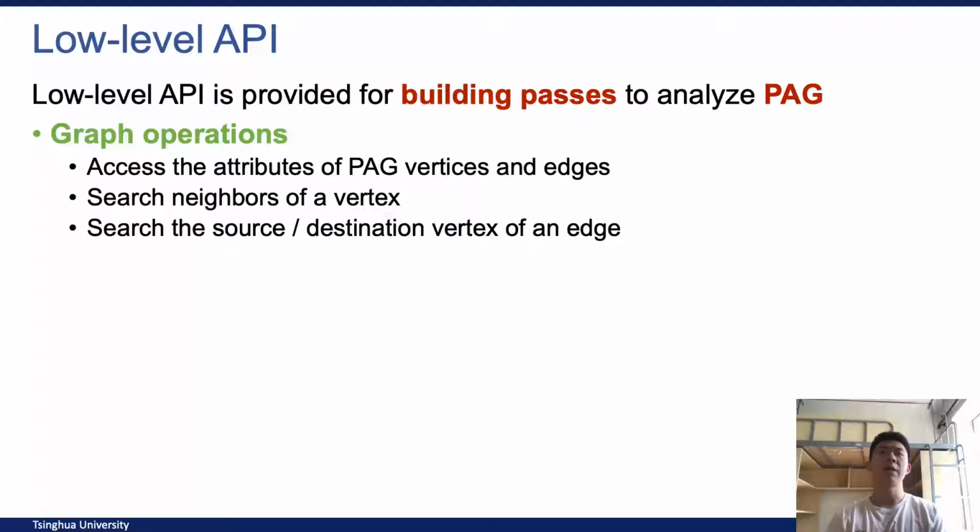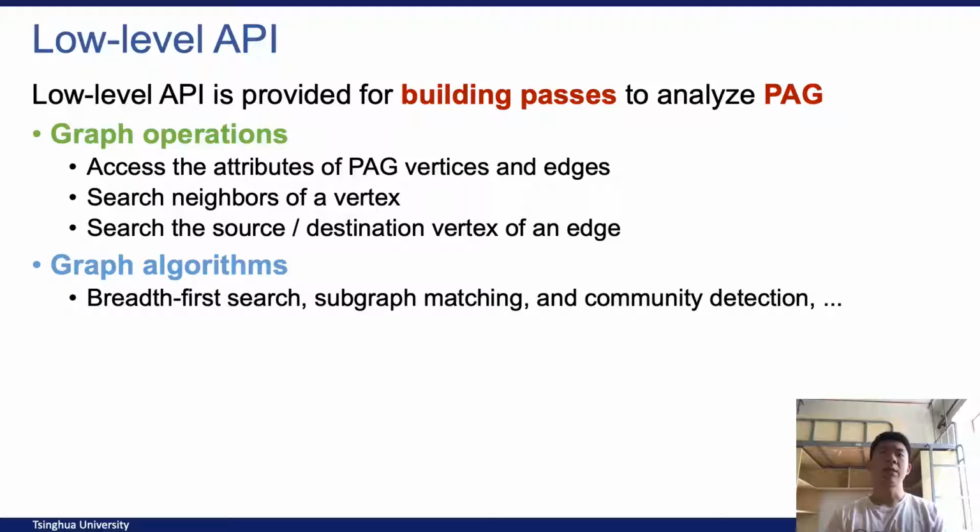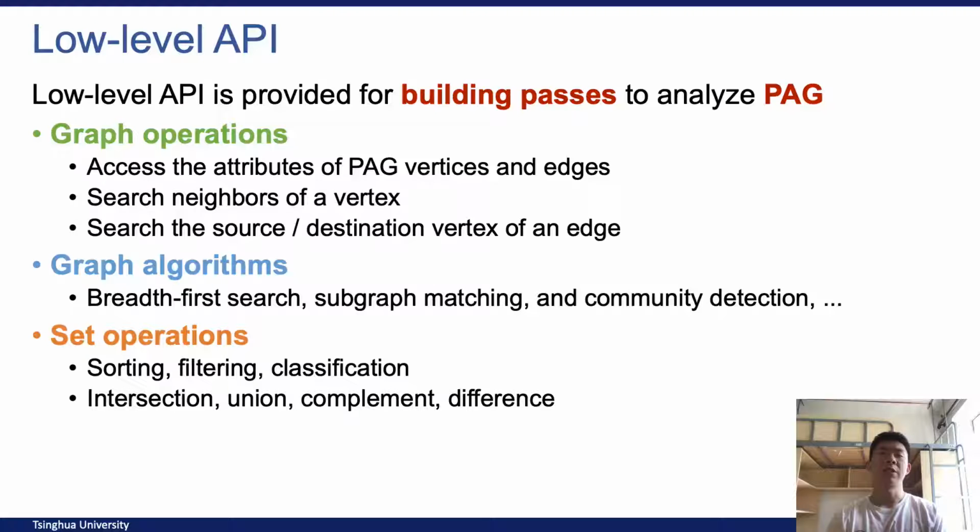The first one is graph operations, such as accessing the attributes of PAG vertices and edges, searching neighbors of a vertex, searching the source or destination vertex of an edge. The second one is graph algorithms, such as BFS, pattern matching, communication detection, and so on. Third, set operations, such as sorting, filtering, intersection, union, and so on.